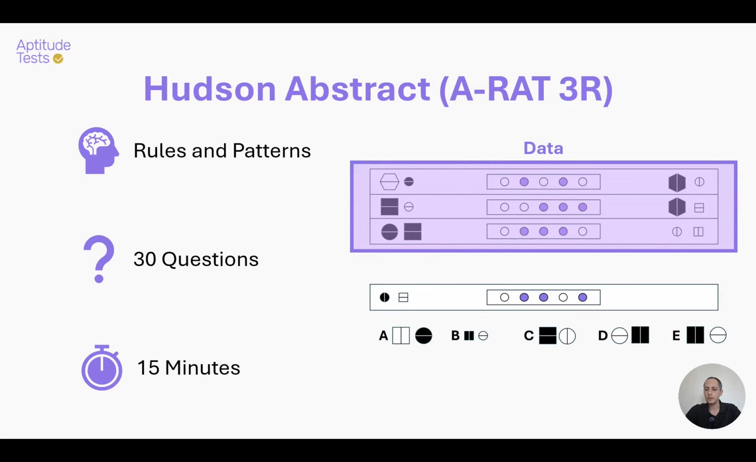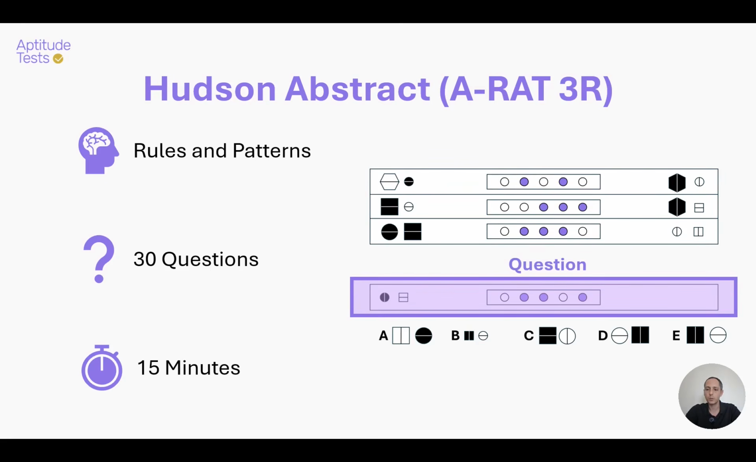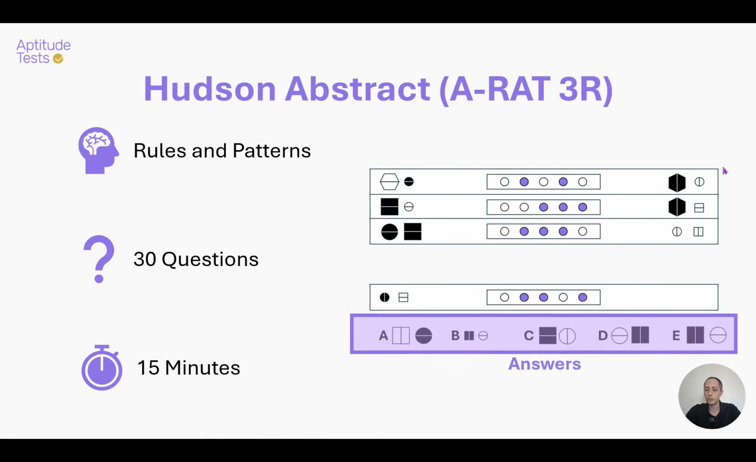Each question in the Hudson Abstract Reasoning test is going to comprise 3 sections. The first one is the data section, and this is probably the most important one, and where you're going to perform most of your work. This is the area in which you analyze and interpret the rules and patterns provided in the question. Then you're going to need to apply those rules that you've learned in the data section in the question area, which basically requires you to fill in the missing shape. Here, as you can see, there's a missing shape, and you're going to need to choose the correct one out of 5 answer options.